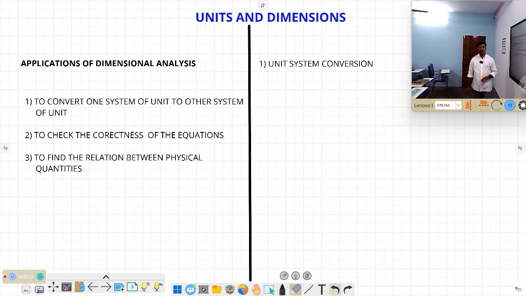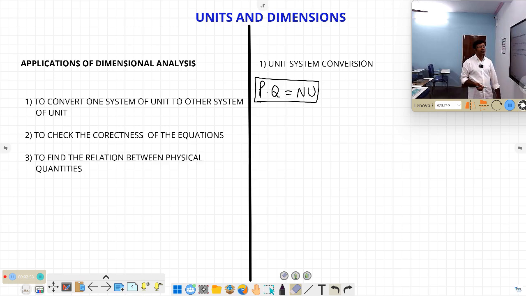Now we will discuss the first application, that is unit system conversion, from one system of unit to another system of unit. Before that, we have to know that the physical quantity which is taken, we can write in terms of magnitude. That magnitude is called the number, and we represent it with a unit. So every physical quantity we can represent in terms of number and unit.